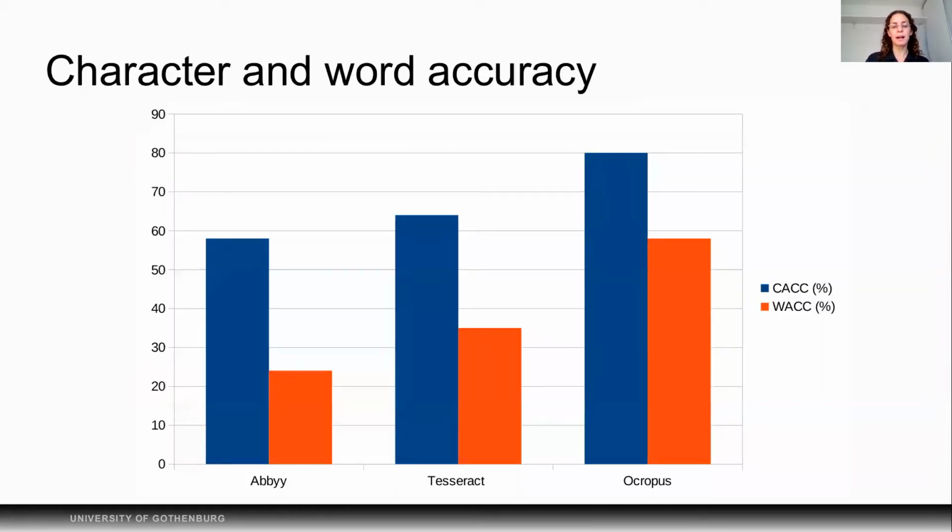We first calculated the character and word accuracy for each system to learn the differences in performance between them. As we can see, on character level, ABBYY has the lowest character accuracy with 58%, and the best results are by Konfuzius with 80%. On word level, given in red, accuracy is 25% for ABBYY, 35% for Tesseract, and 58% for Konfuzius. Which implies Konfuzius fails to correctly recognize approximately every second word, Tesseract every third word, and ABBYY every fourth word.